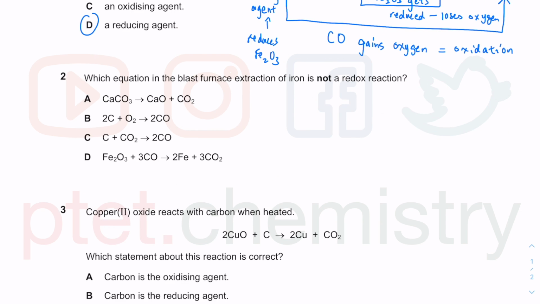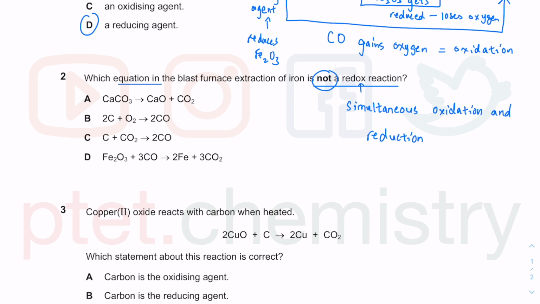Question 2, so we're looking for which equation is not a redox reaction. Remember, redox reaction means you have simultaneous. Simultaneous basically means happening at the same time. So you have simultaneous oxidation and also reduction, or you have oxidation and reduction happening together.